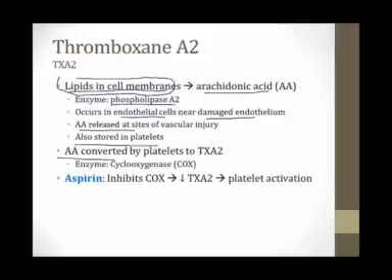Arachidonic acid is also stored in platelets. Platelets can convert arachidonic acid to thromboxane A2 using an enzyme called cyclooxygenase, and then the thromboxane A2 can be released by platelets to activate more platelets. Aspirin inhibits cyclooxygenase. This leads to less thromboxane A2, and this is why aspirin is a powerful inhibitor of platelet activation. And we'll talk more about aspirin in the module on antiplatelet drugs.